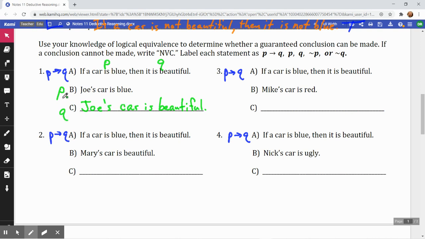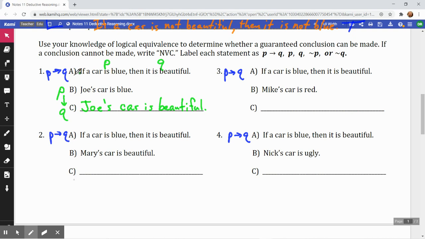And the reason this was okay, if you start with P and end with Q, that's the symbology for the conditional. Well, the conditional is what we started with right here. So if the conditional is considered to be true, then any rewrite of that conditional is also true. So if we start out knowing a car is blue, we should be able to say it's beautiful, and that's exactly what we did here. We knew Joe's car was blue, and so we were able to say Joe's car was beautiful. So a valid claim here, a guaranteed truth based on our rule.